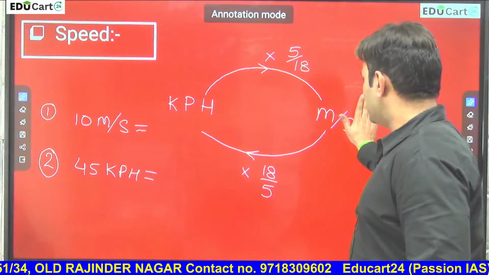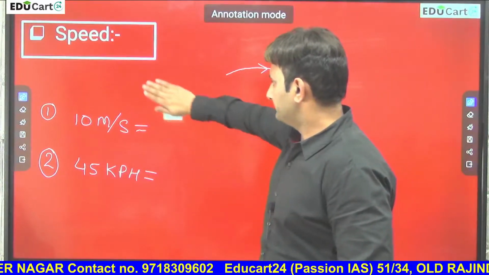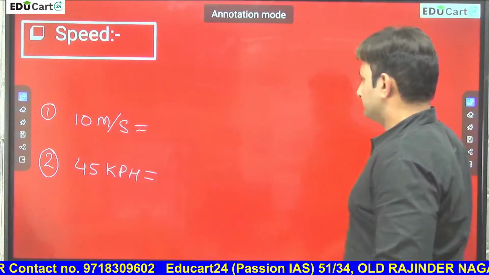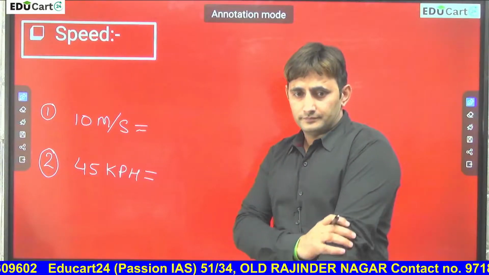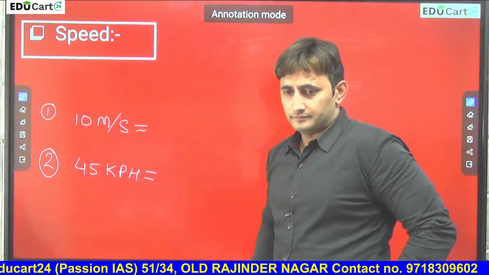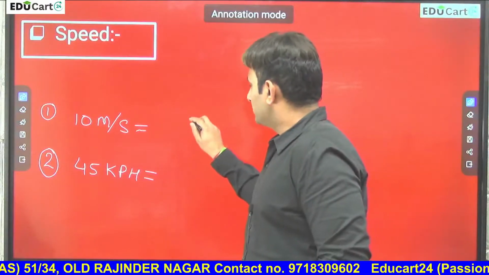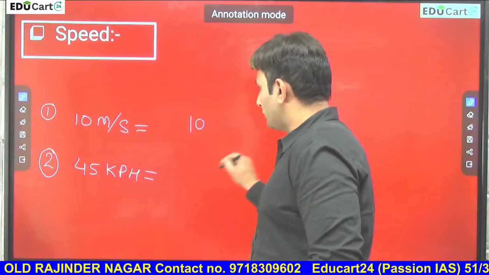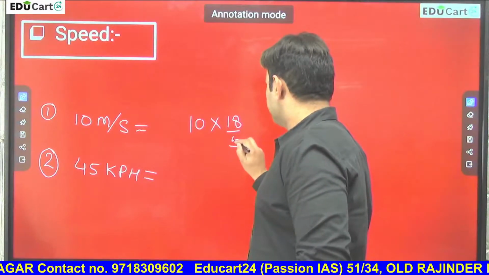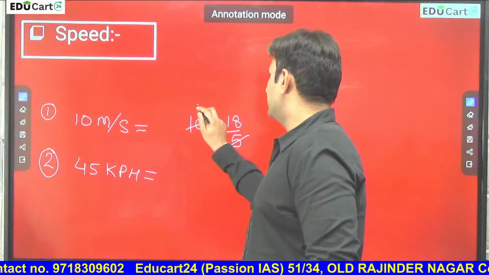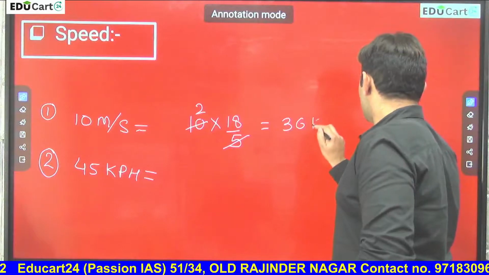I am erasing this part. Solve quickly. Yes, first, 10 meter per second. So 10 into 18 by 5, meter per second to kilometer per hour. You will cancel out by 5. This will come out to be 36 kilometer per hour.